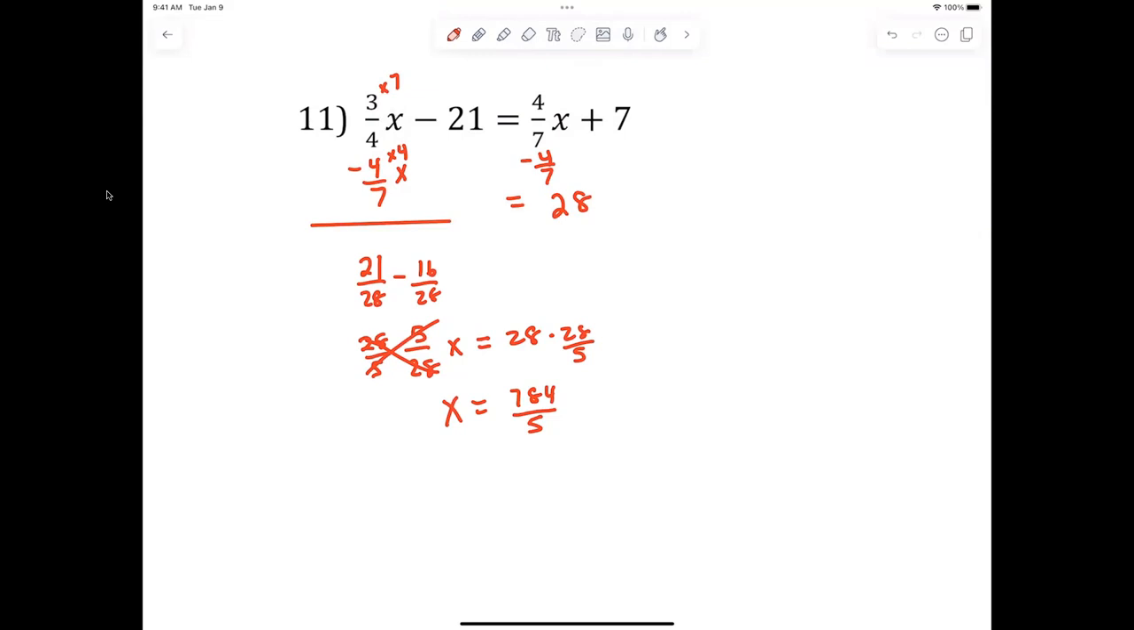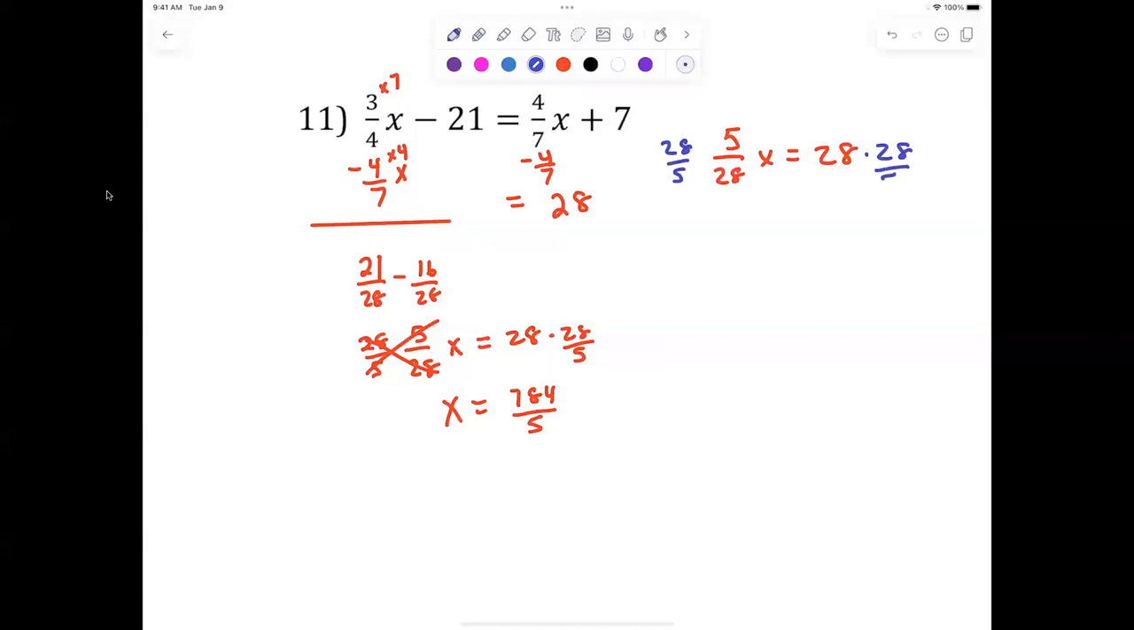Okay, let me do it again. 5 over 28x equals 28. Do you agree with that? Now you multiply by the reciprocal. The reciprocal of this fraction is 28 over 5 times 28 over 5. You with me? Where did you get just the sum of 28? I added 21 to both sides. True. I'm sorry I didn't mark it there. You see it now, right?